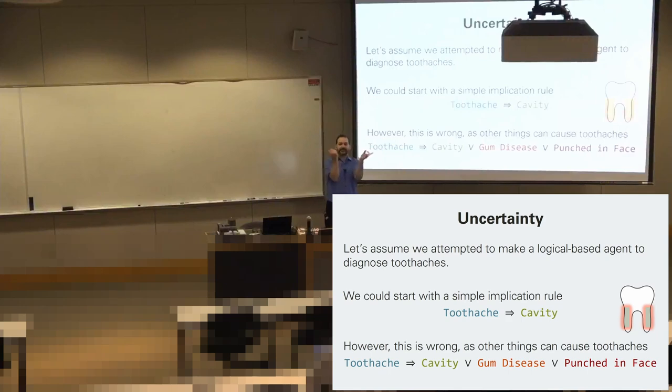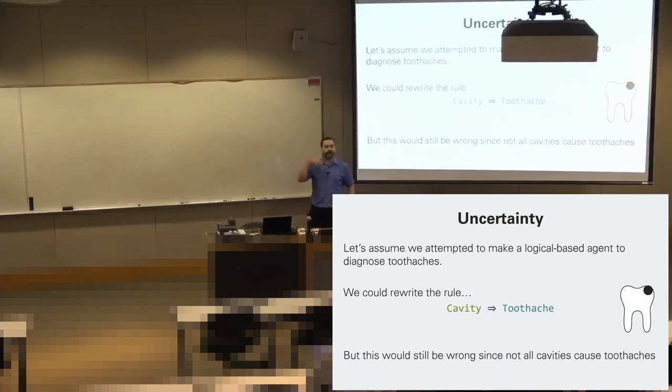Well, maybe it's because I did the rule wrong, right? What if I flipped it? If you have a cavity, that would imply you have a toothache. I know that that's not really helping us from a diagnostic perspective, but from a logical representation perspective, we could try that. But again, that's also still wrong because just because you have a cavity doesn't imply you have a toothache. So you get to see a little bit of my world. My dentist has told me I need to brush a little extra hard here because something might be brewing, right? Well, if I get a cavity, am I just immediately going to have a toothache? I might not know if I have one until I go see my dentist.